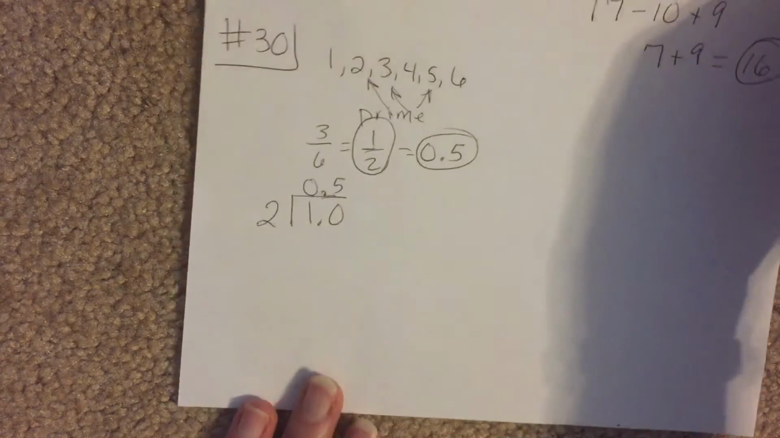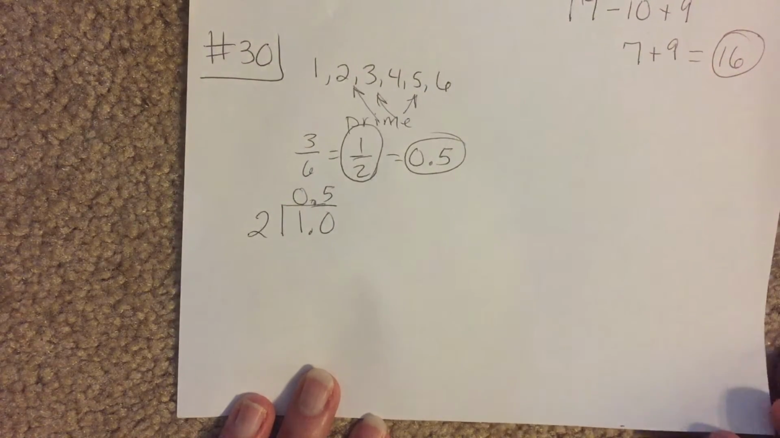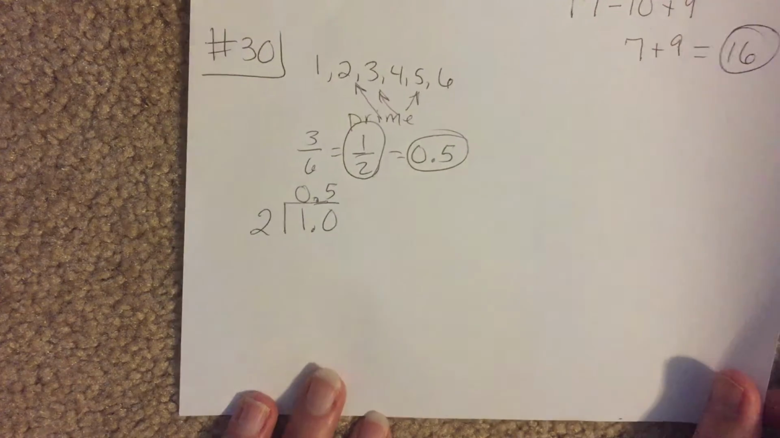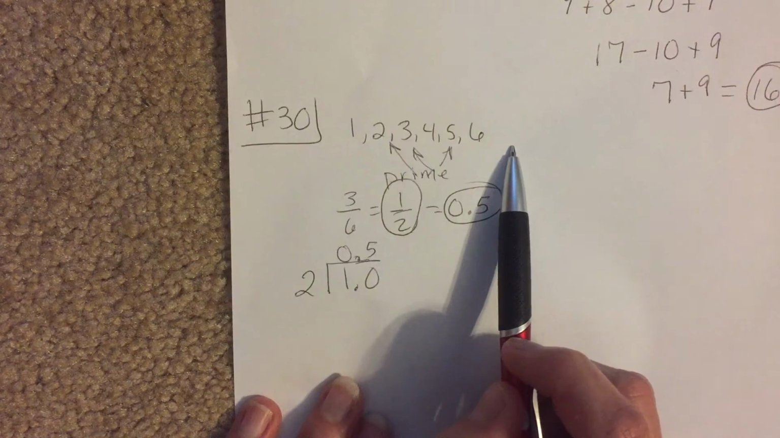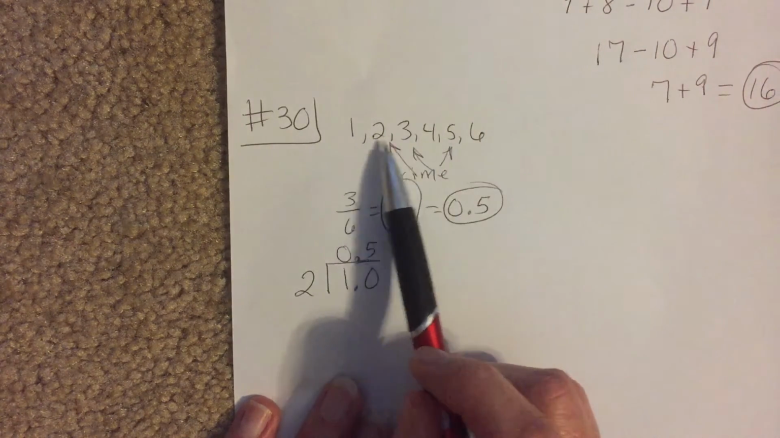Number 30. What's the probability of rolling a prime number with one roll of a number cube? Express it as a fraction and a decimal. Prime number. So I wrote down all the possibilities that I could get if I rolled a die. 1, 2, 3, 4, 5, 6.